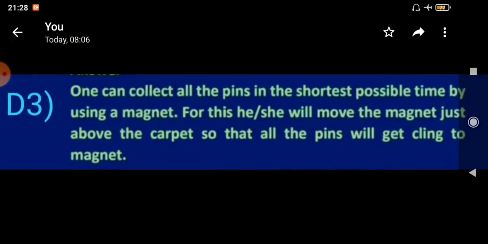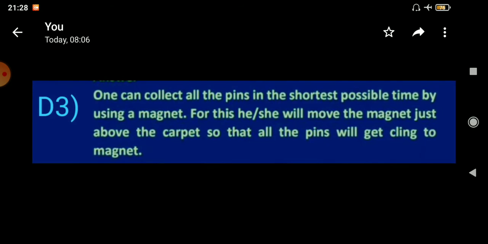Then D3 is some question, you have to write the questions also. I am providing only answers and reading questions for you. You have to write questions as well as answers. Okay, so D3 question is, some iron pins get scattered on the carpet when you are expecting guests. How can one collect all the pins in the shortest possible time? ओके, सो आप कैसे बहुत ईजिली सारे जो आयरन कील्स गिर गई हैं उसे कैसे कलेक्ट कर सकते हो? So its answer will be, one can collect all the pins in the shortest possible time by using what?